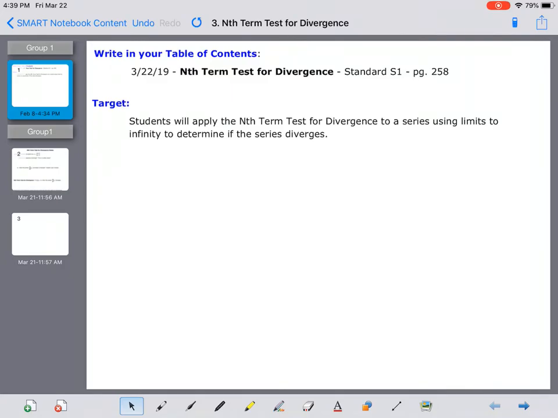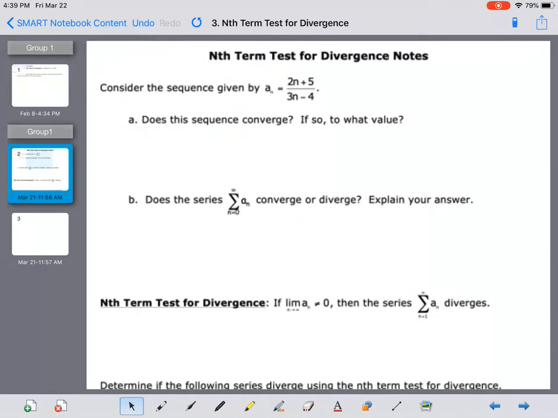So the target is that students will apply the nth term test for divergence to a series, using limits to infinity to determine if the series diverges. Okay, so let's talk about a series. Actually, let's start off by talking about the sequence a sub n equal to 2n plus 5 over 3n minus 4.